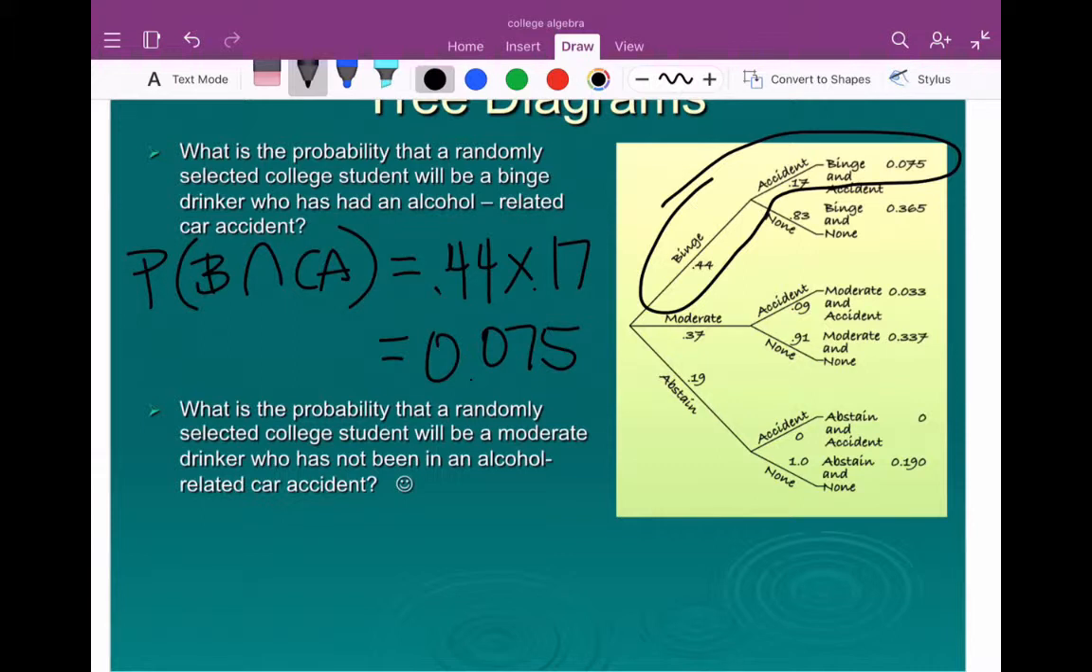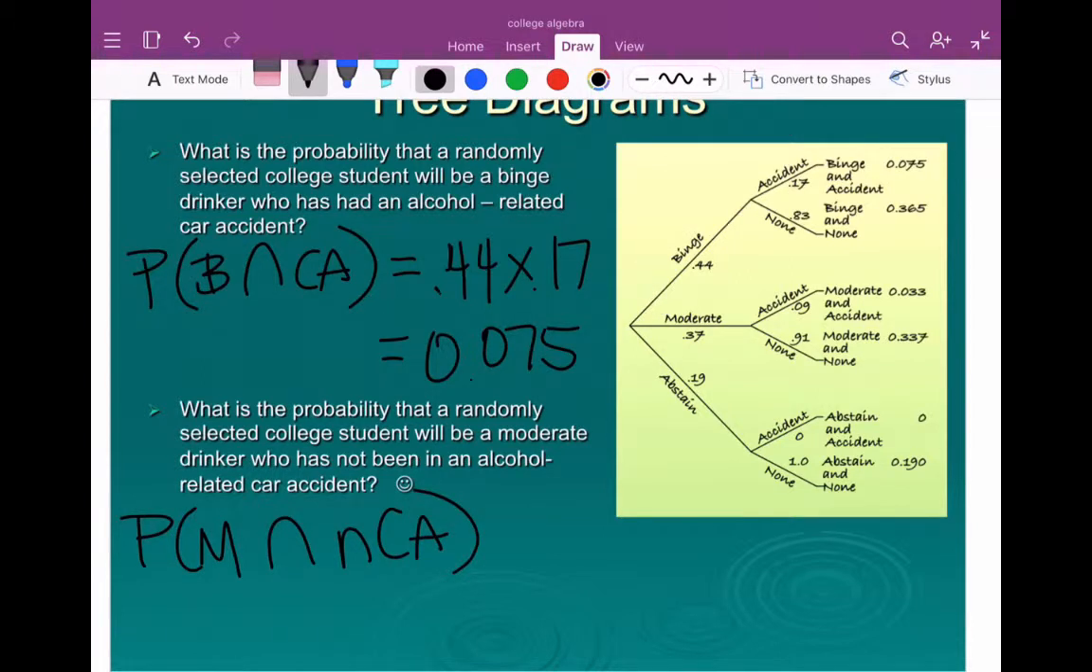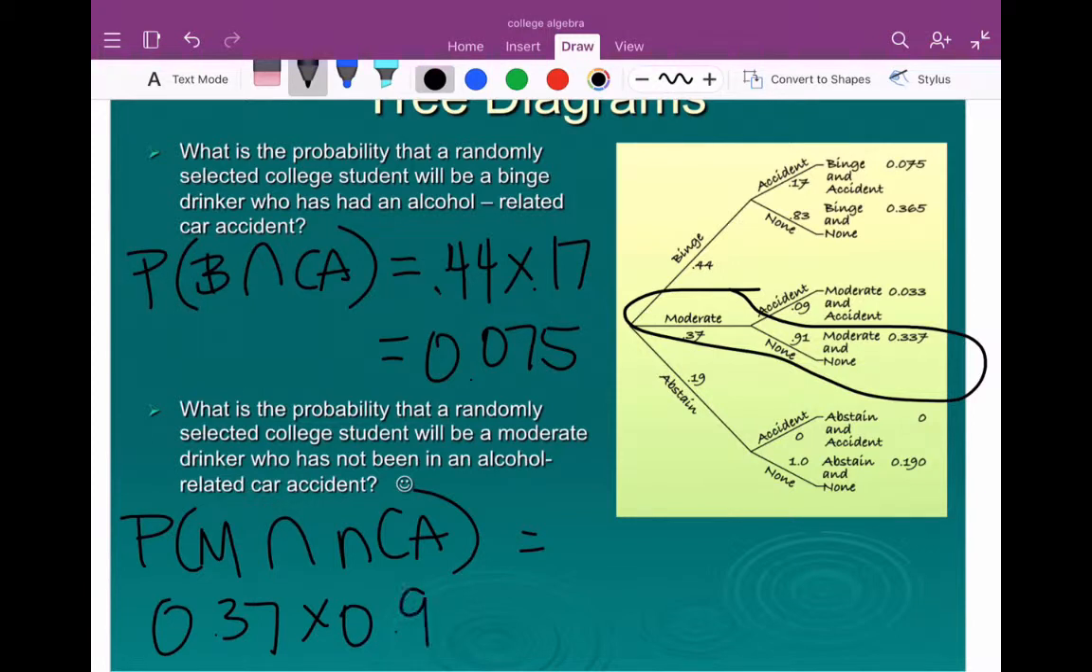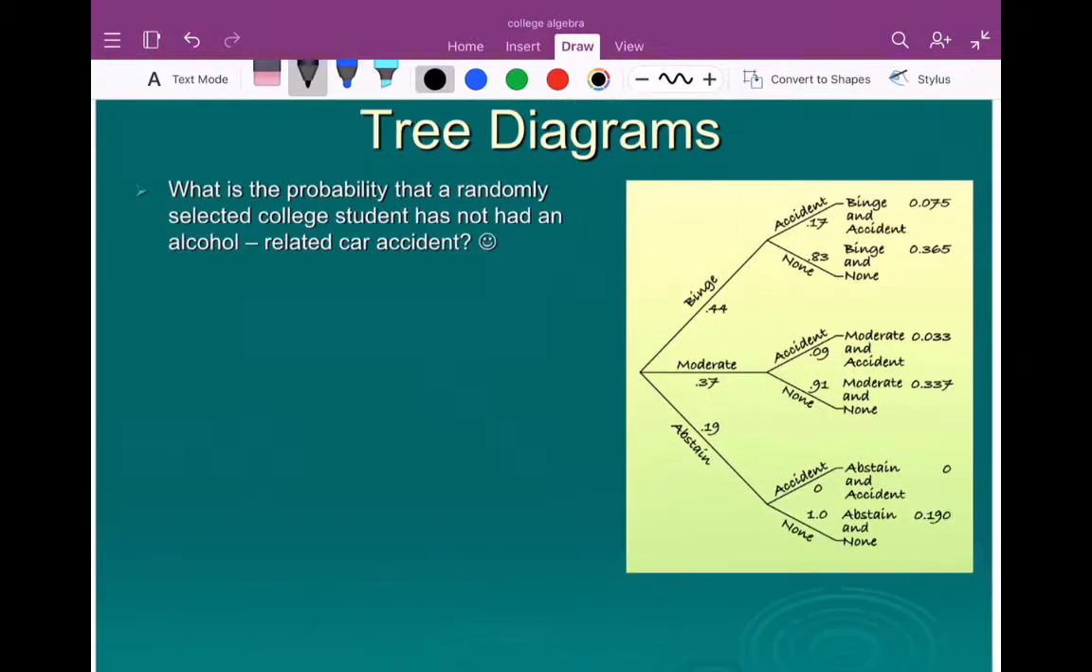Looking at a second example, we want to know the probability that a randomly selected college student will be a moderate drinker who has not been in an alcohol-related car accident. So this is the probability of a moderate drinker and not in a car accident. So this is moderate and not an accident. So this would equal 0.37 times 0.91, which is 0.337, or 33.7% of the time.